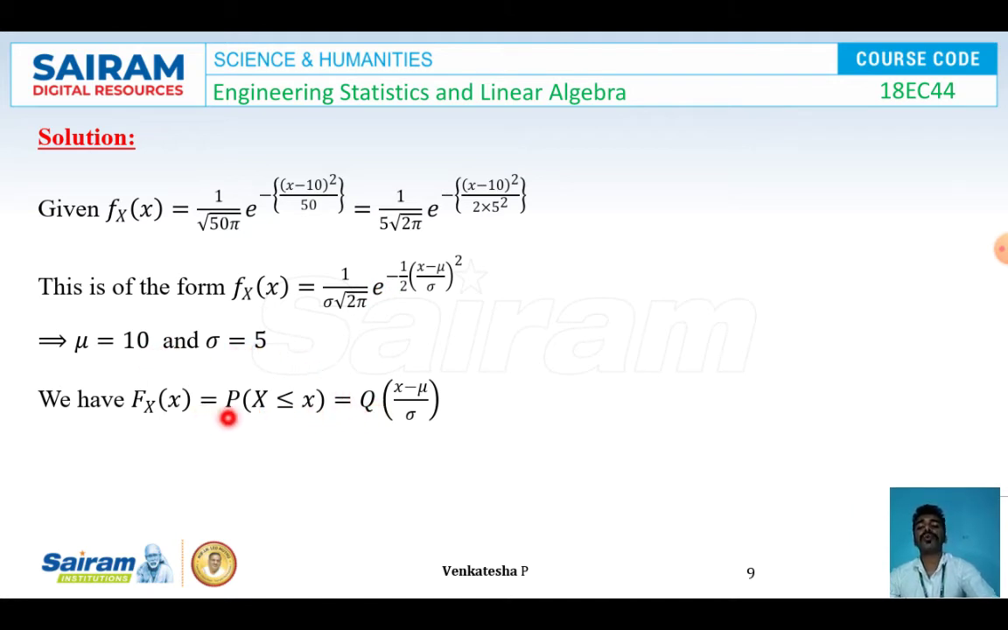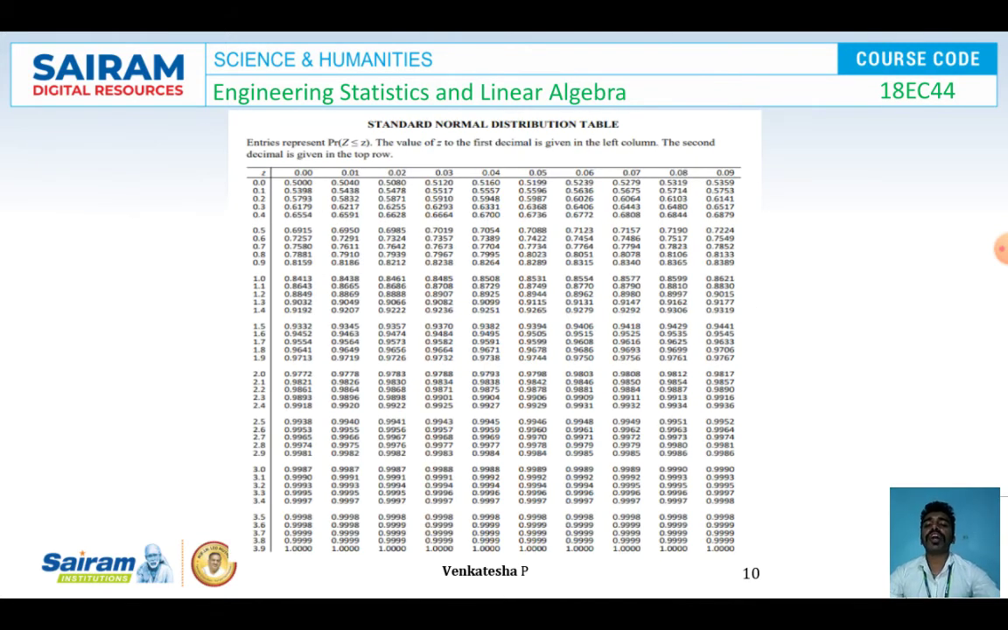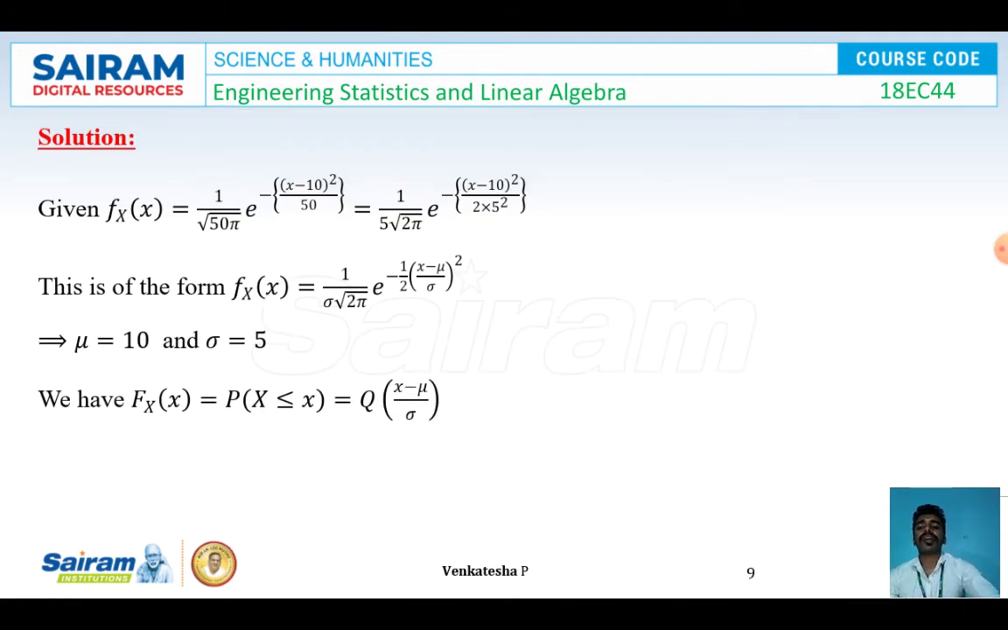that is, fx of x is equal to p x less than or equal to x is equal to q of x minus mu by sigma. So in the place of mu and sigma, I'll be using 10 and 5. So I got the expression for Q function like this. So I'm replacing mu is equal to 10 here and sigma is equal to 5. So I got the CDF function fx of x is equal to q of x minus 10 by 5.